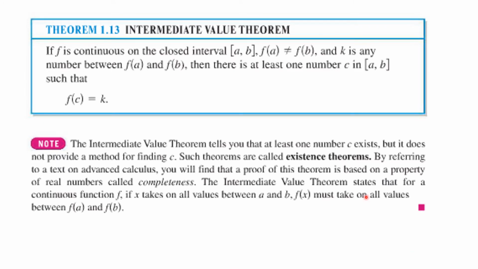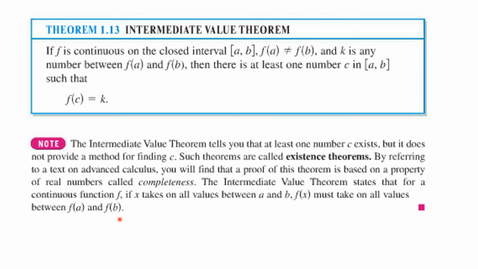This is what the intermediate value theorem says. If f is a continuous function on a closed interval [a, b], and k is any number between f of a and f of b, then there's at least one number c in [a, b] such that f of c equals k. You have to think about what that means, but it tells you that there exists at least one number, and it also tells you that a continuous function takes on all values between. If x takes on all values between a and b, then f of x takes on all values between f of a and f of b.